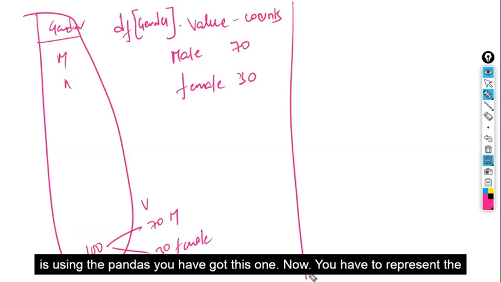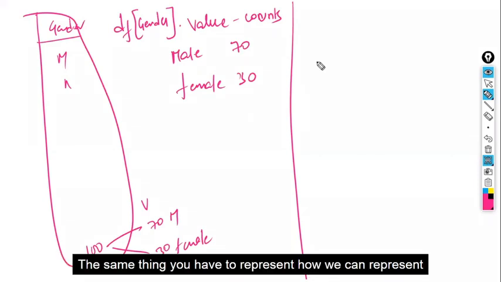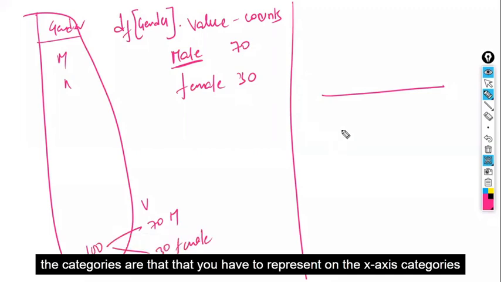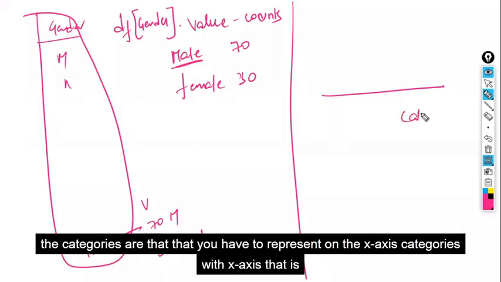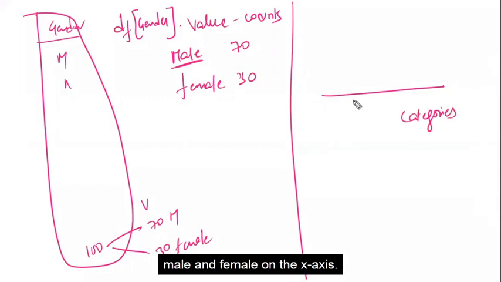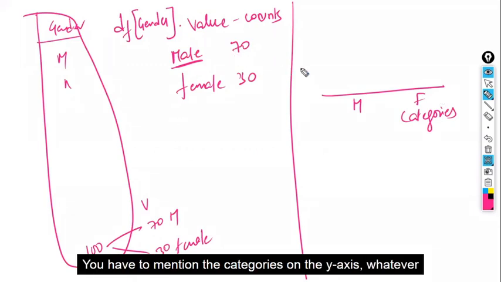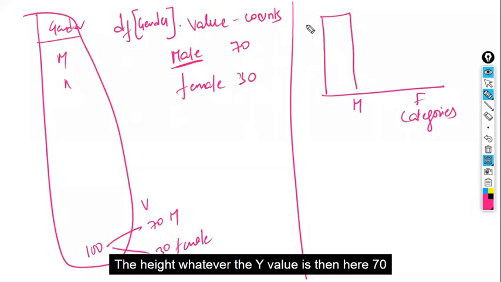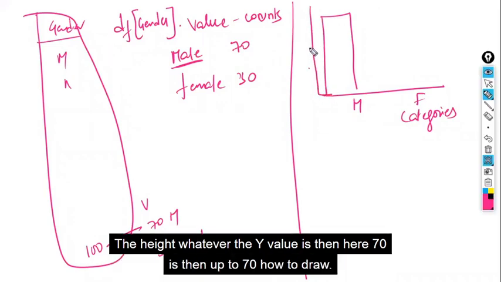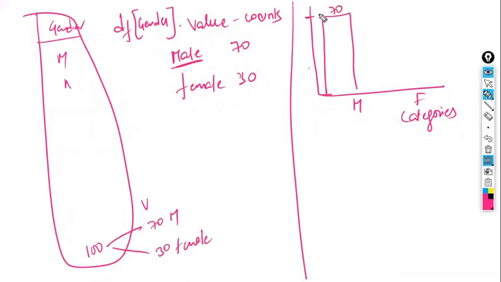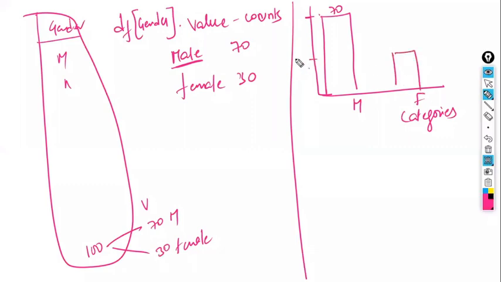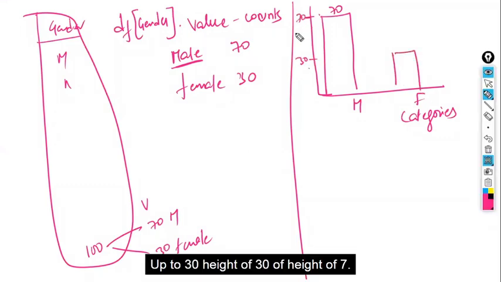Now you have to represent the same thing. How can we represent it? On the x-axis we have to take the categories, whatever categories are there. That is male and female. On the y-axis, whatever the value is, the height of the bar should reach that. Here 70 is there, so up to 70 you have to draw a bar. This is male and this is female, with a height of 30 versus a height of 70.